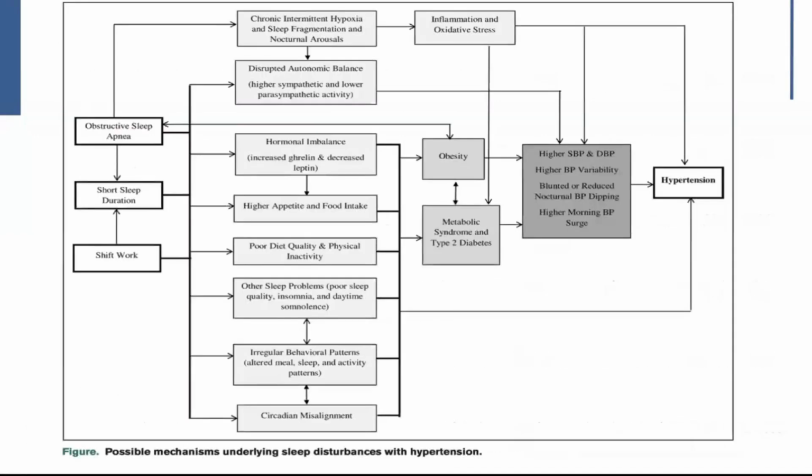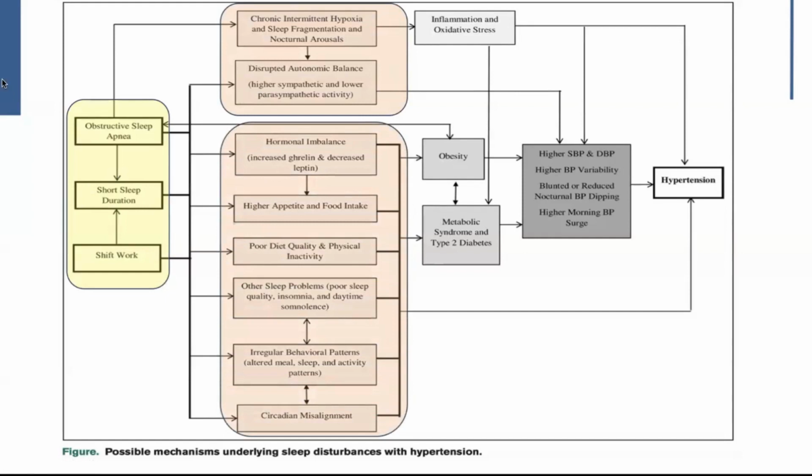And this is the possible mechanism underlying the association of sleep disturbances with hypertension. Here we can see that short sleep duration, shift work, and OSA lead to chronic intermittent hypoxia, leading to sleep fragmentation and nocturnal arousals, leading to disrupted autonomic balance. Ultimately, the other thing that we find here is hormonal imbalance, as previously explained, leading to increased ghrelin and decreased leptin, and eventually leading to obesity, metabolic syndrome, and type 2 diabetes. And here we can see that this ultimately leads to hypertension. So this is the bidirectional association between sleep disorders and hypertension.